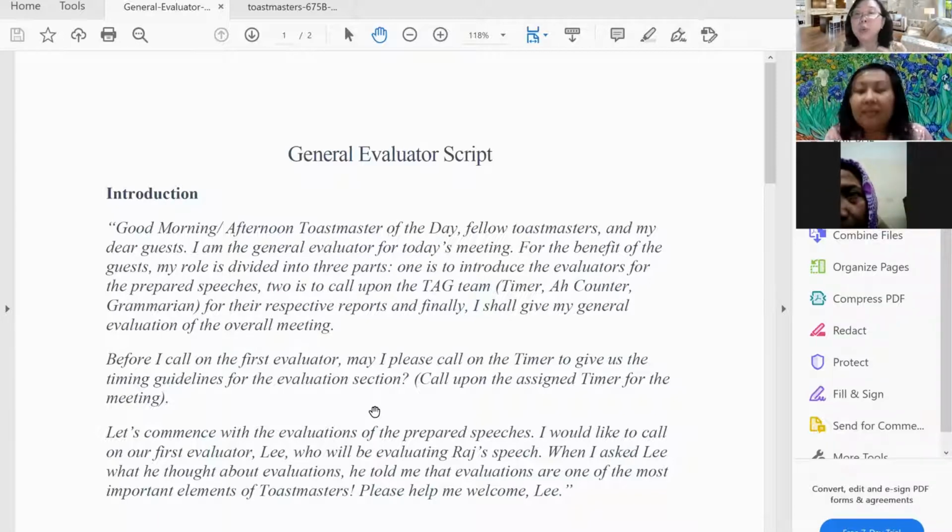Because if we are used to it, then we think that our club is already very good. But if somebody else comes to our club, they see something which we don't see. So if we are a GE, we also get invited to be a GE in another club because they want our input as well. General evaluator is a very important role in Toastmasters, and you can contribute to how to improve the meetings.